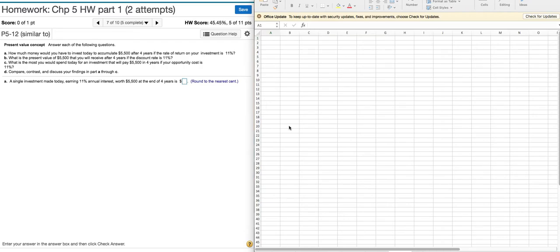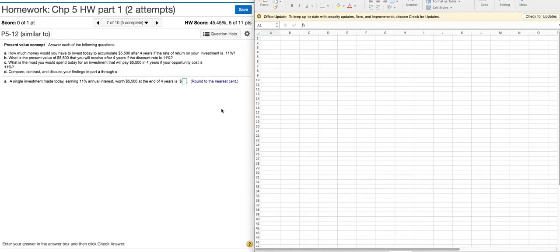This is problem 5-12, and this question is really good because it illustrates how many different ways that we can see or ask time value of money questions, and it's why it's important to get a lot of repetition doing time value of money problems because of that. So really what we have is in parts A, B, and C, three different ways of asking the same thing.